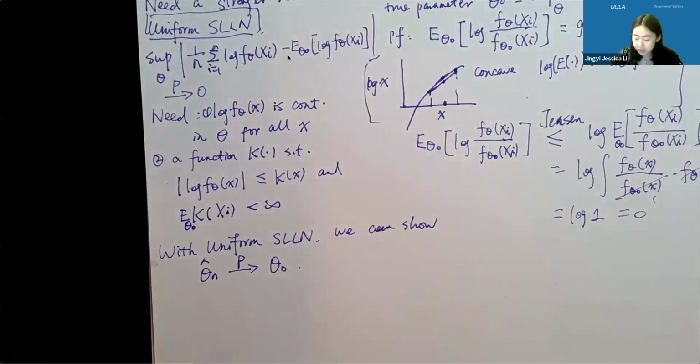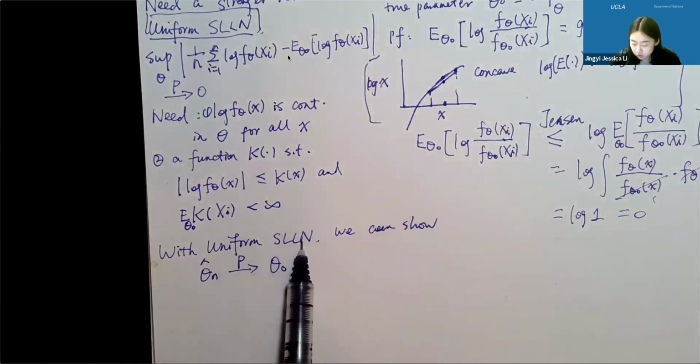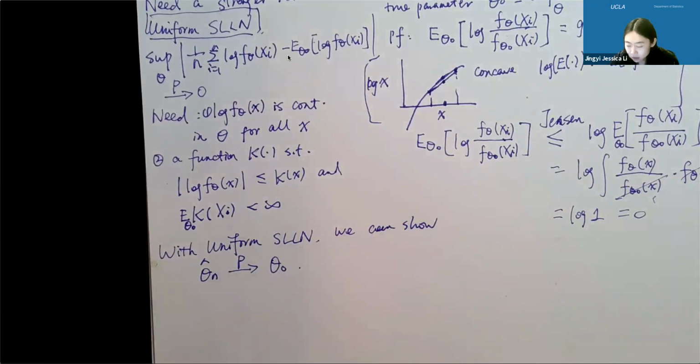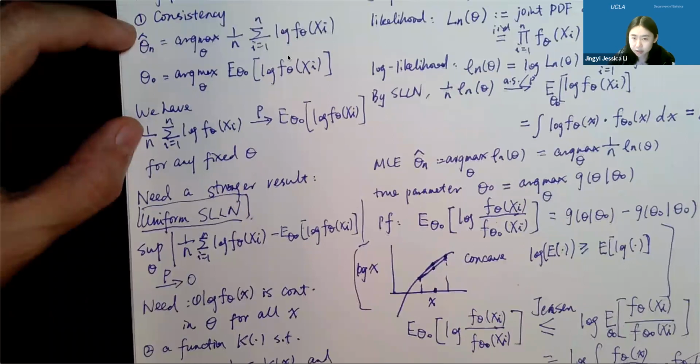How do we go from the uniform strong law of large numbers to the convergence of the MLE? I'm not going to go into detail for that, but for those of you who are interested, I'm going to take pictures of this topic from the textbook I recommended and post them on CCLE. You can check the details if you're interested. So this is the logic behind the first important result about MLE, the consistency.